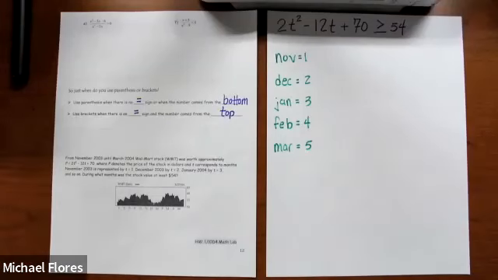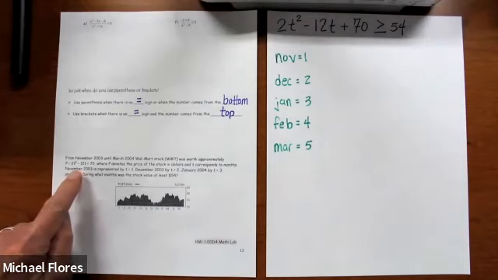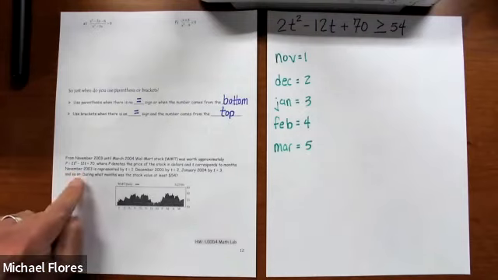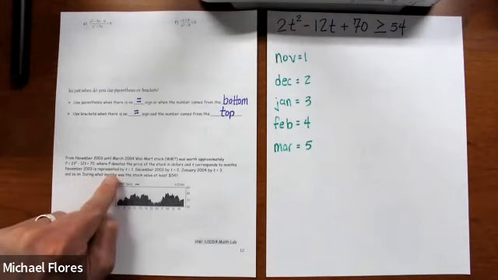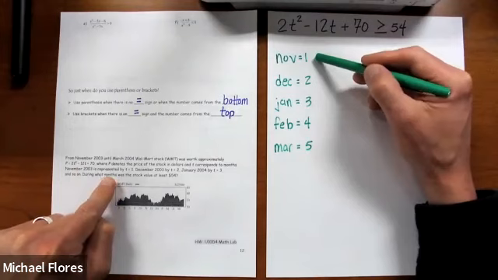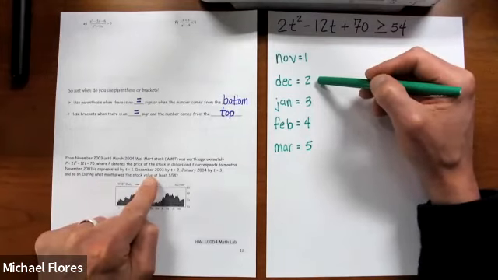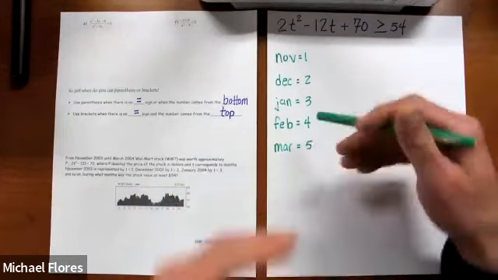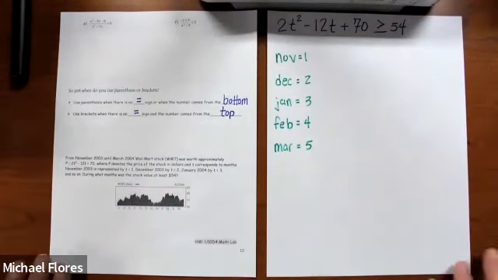And now the word problem. From November 2003 until March 2004, Walmart stock was worth approximately, and then it gives you an equation where P denotes the price of the stock in dollars and T corresponds to months. November 2003 is represented by T equals 1. So I made a note here. November is equal to 1. And then they say December is equal to 2, January is equal to 3, and so on. So February is 4, March is 5, and so on.